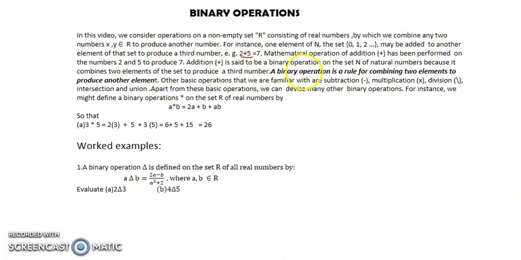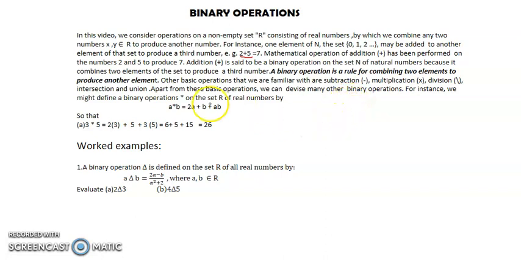Addition is said to be a binary operation because it combines two elements of the set of natural numbers N to produce another element. Other binary operations include subtraction, multiplication, division, intersection, and union. Apart from these basic operations, there are several other binary operations which combine two elements of a set to produce another element.